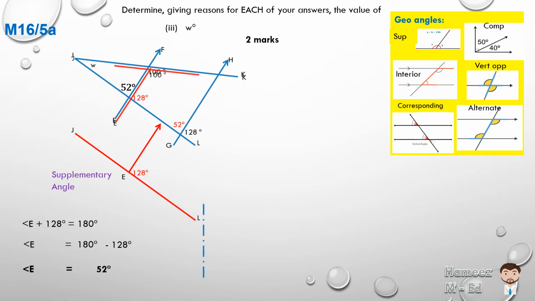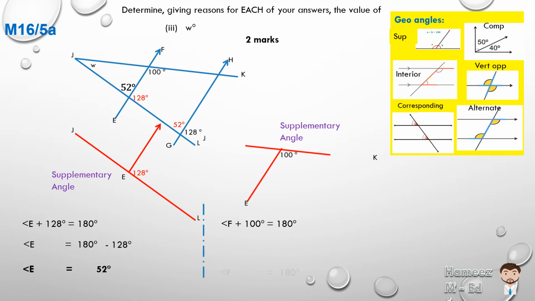What do we know with the next set? Let's pull it out. It's also a supplementary angle. So the angle at F that we want to find plus the 100 will give us 180. And similar working, the angle at F would be 180 minus 100 degrees. So the angle at F is 80.